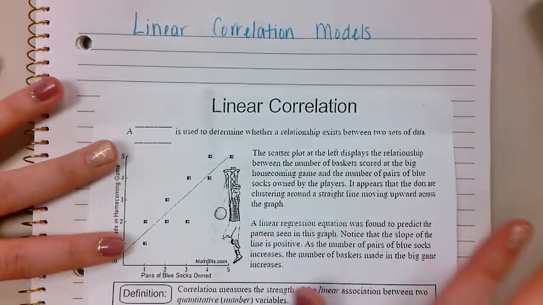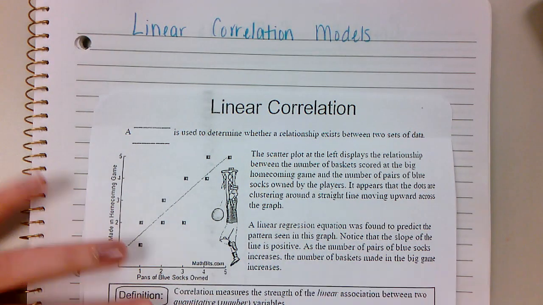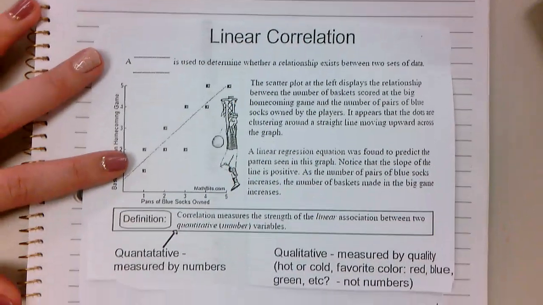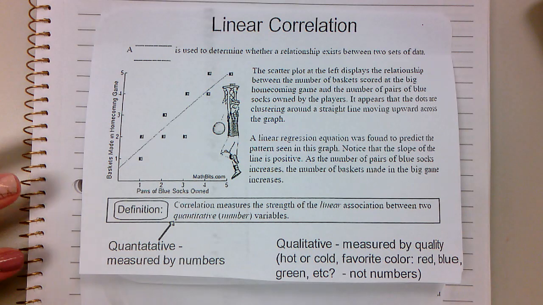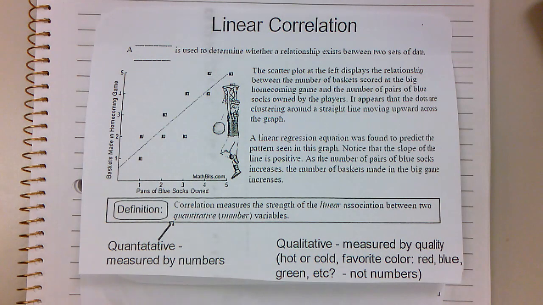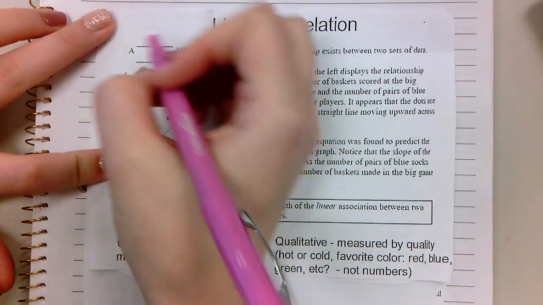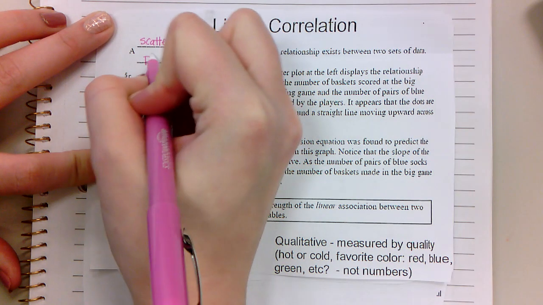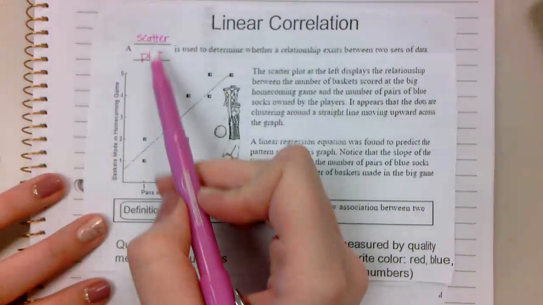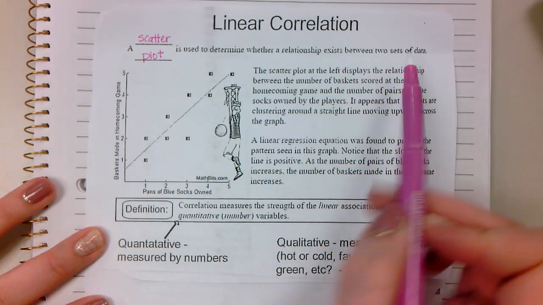This is the title of this page. I'm going to go over real quick what I want you to write, and there's very minimal writing on these because most of it is printed. So linear correlation, as we move into this, linear correlations are a scatter plot that helps us determine if there's a relationship between 2 sets of data. So right here in the first blank, I want you to write scatter plot. Okay, so it says a scatter plot is used to determine whether a relationship exists between 2 sets of data.